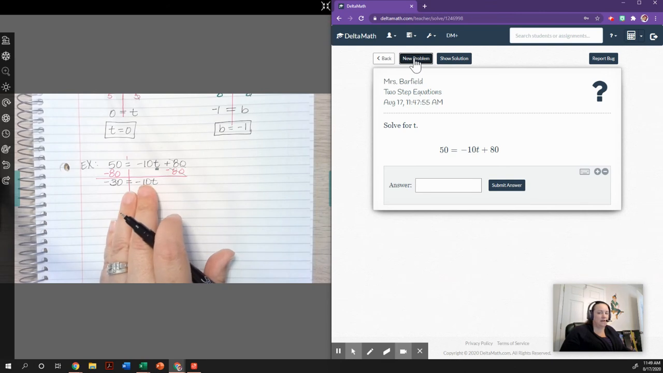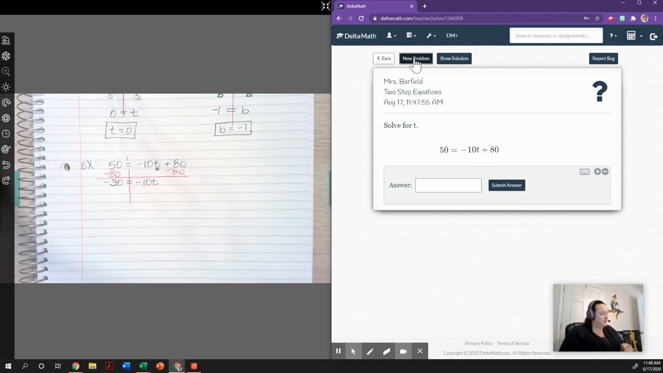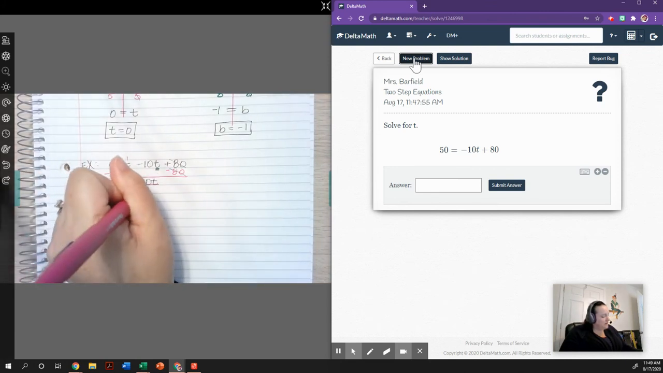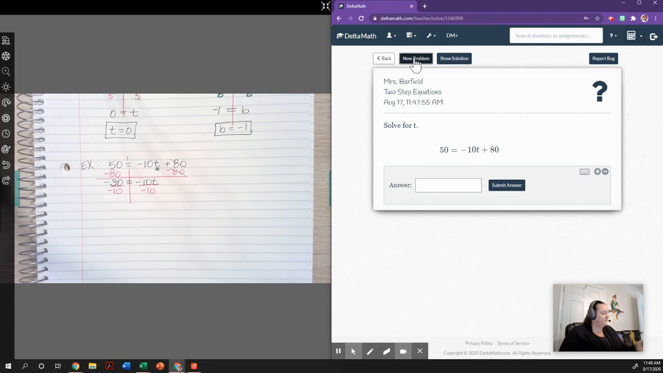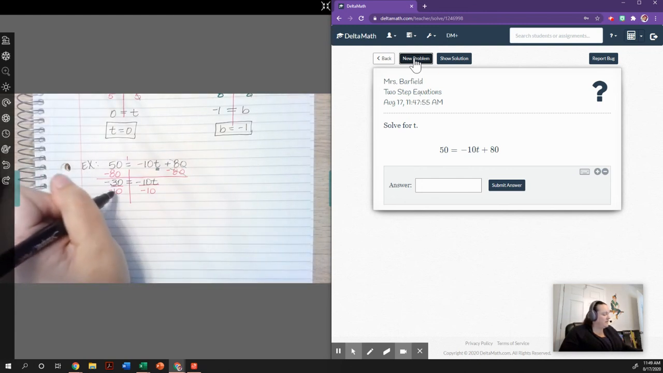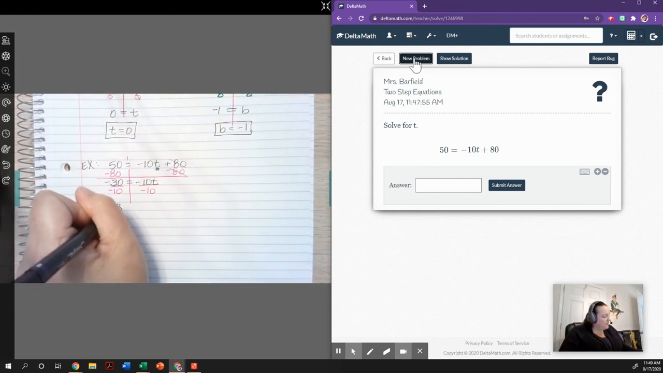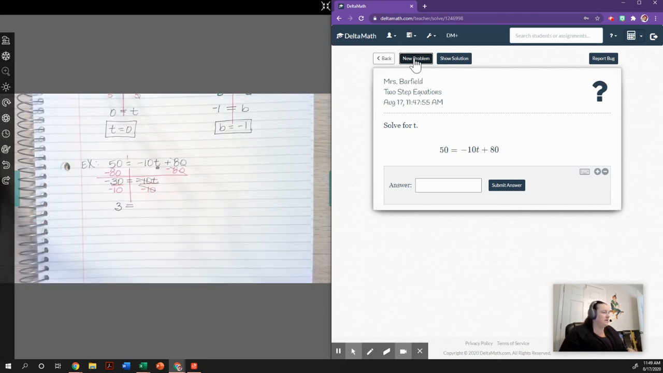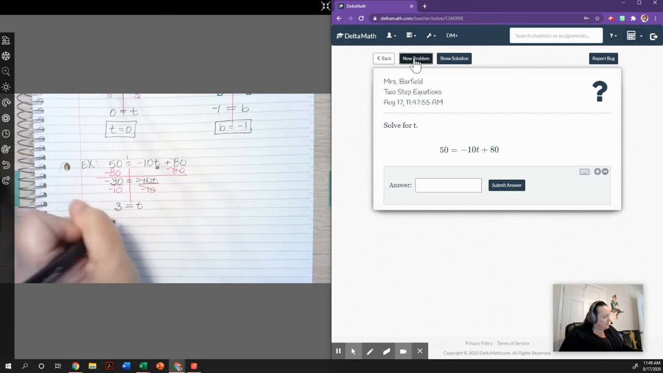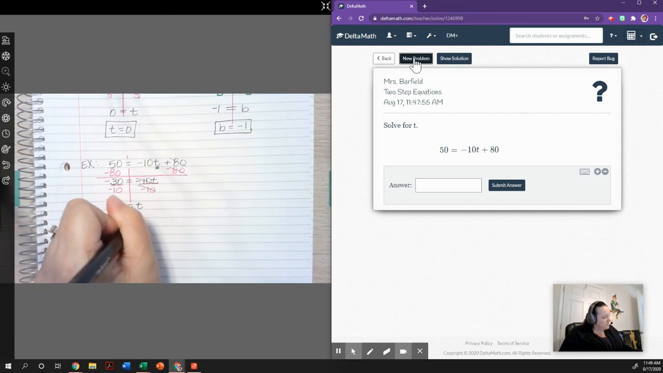So I need to get t by itself. So the opposite of multiplication is division. So I'm going to divide by -10, divide by -10. So -30 divided by -10 is 3 equals, the -10's cancel, t. So t equals +3.